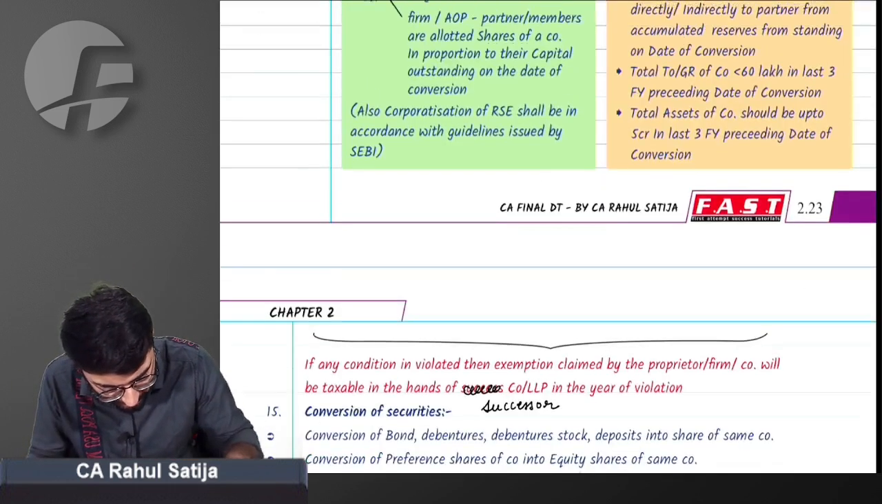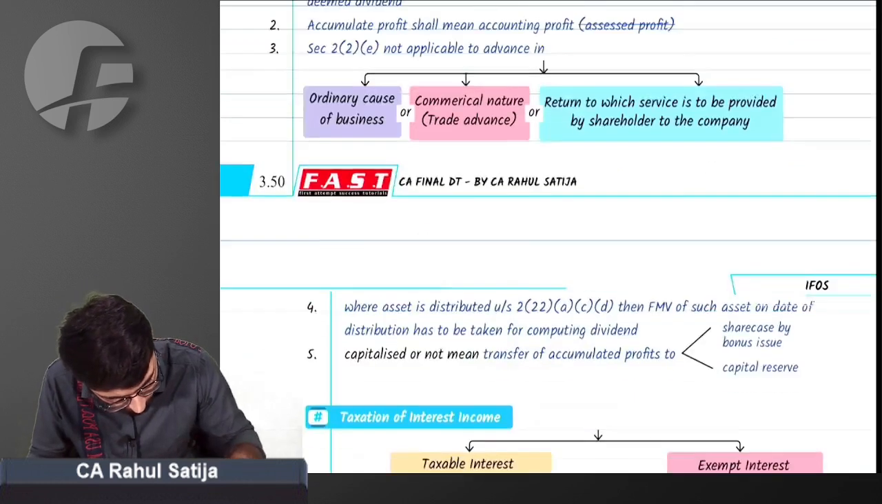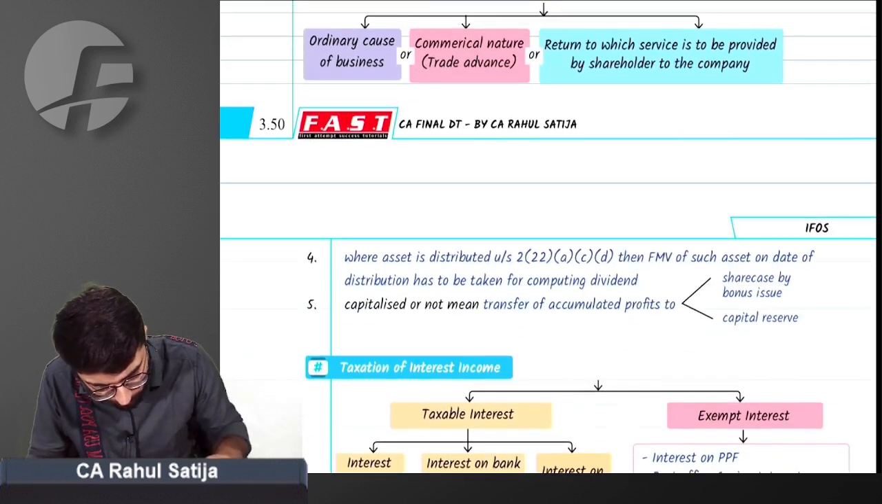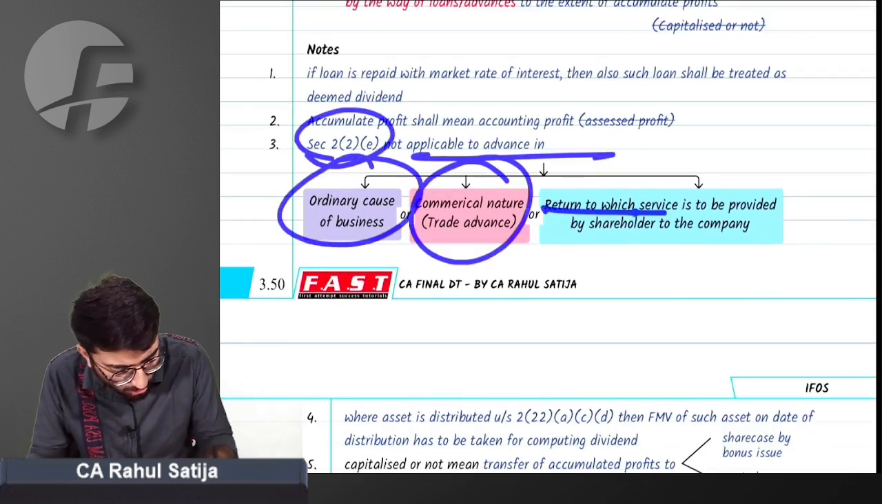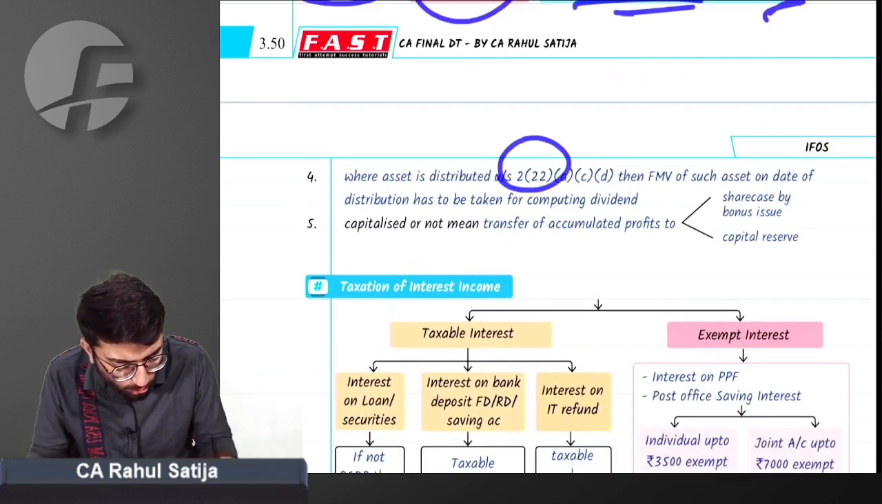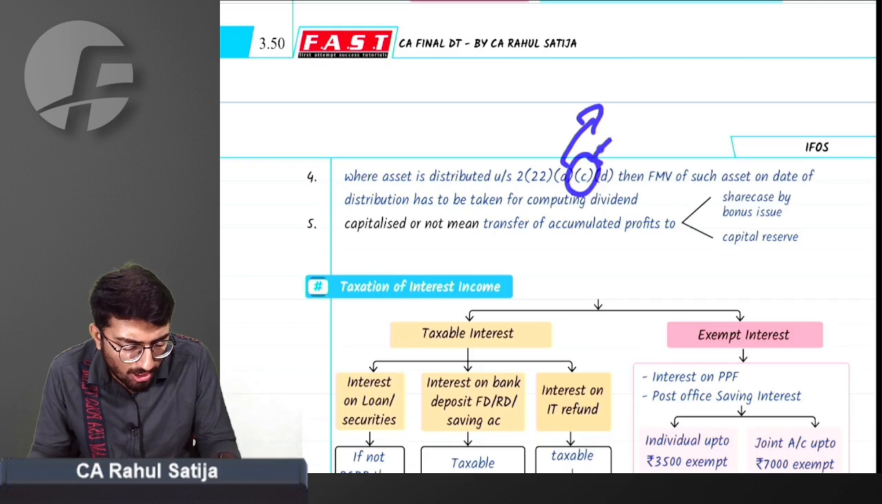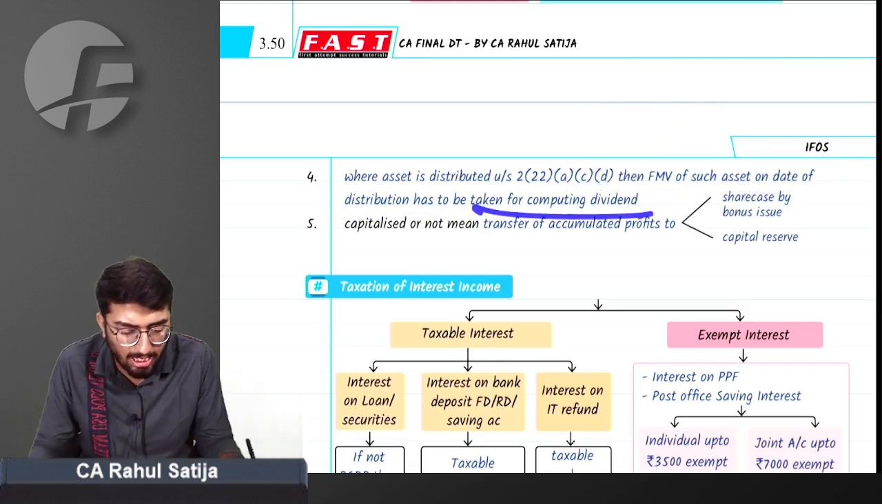Let's go back to the topic, what it says. Section 222 is not applicable in case of ordinary course of business, commercial nature, or return for which services have to be provided to the company. Where an asset is distributed under section 222A, in case of liquidation or in case of reduction in share capital, then the FMV of such asset on the date of distribution shall be taken for computing dividend.